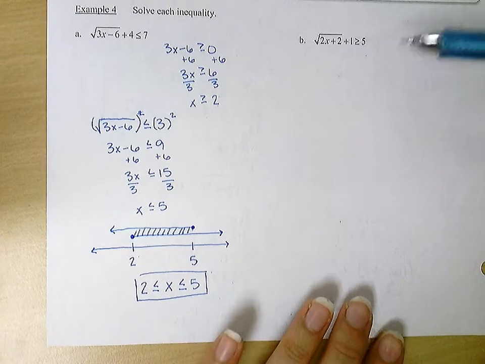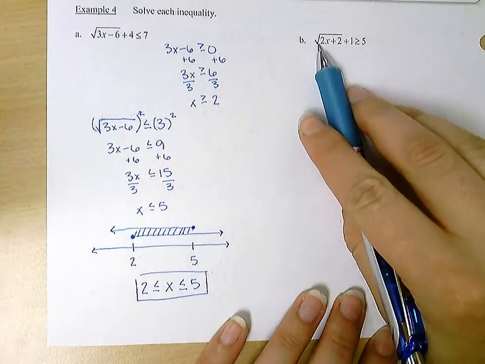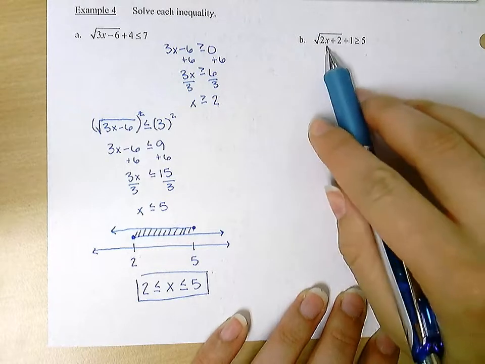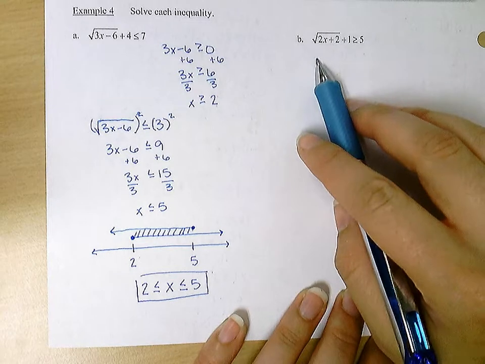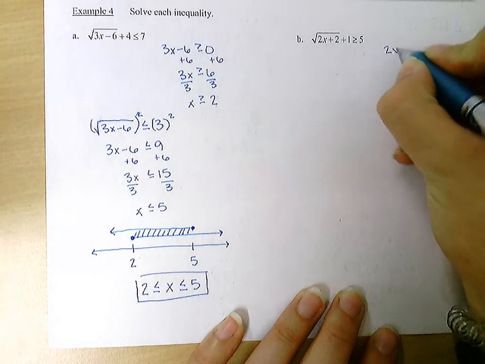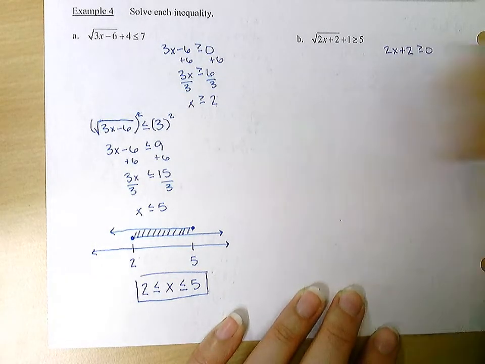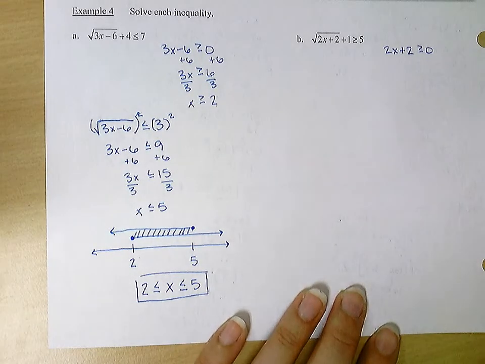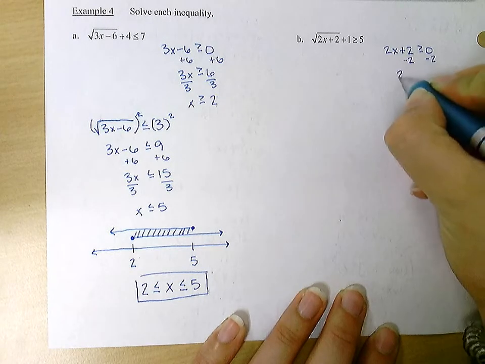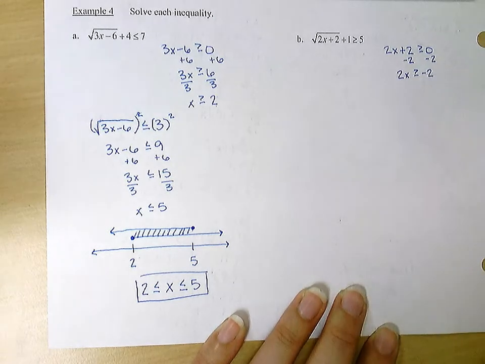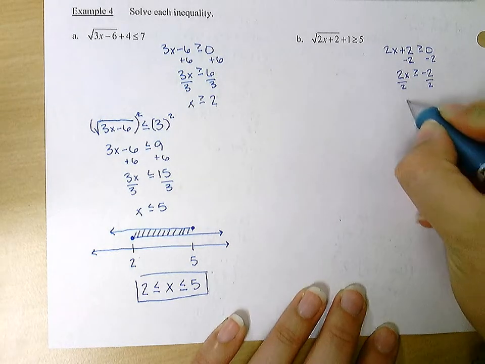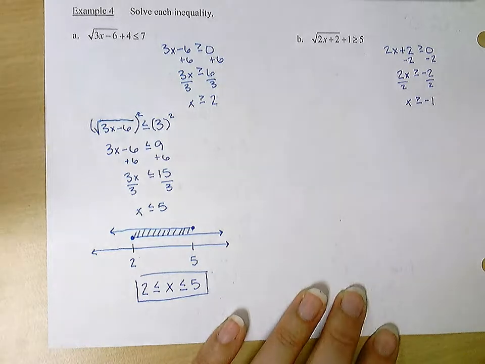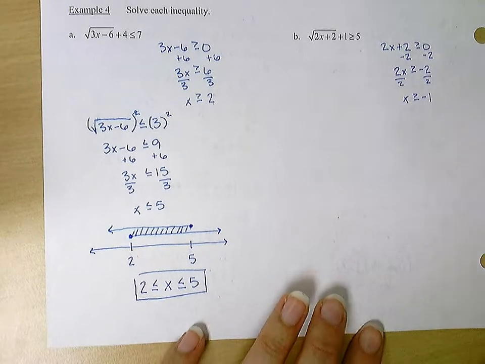Then we're going to do letter B. So again, this is a square root. So you need to check the domain first. So whatever is underneath your radical has to be greater than or equal to 0. So 2x plus 2, greater than or equal to 0. Solve for x. Divide by 2. So x has to be greater than or equal to -1.